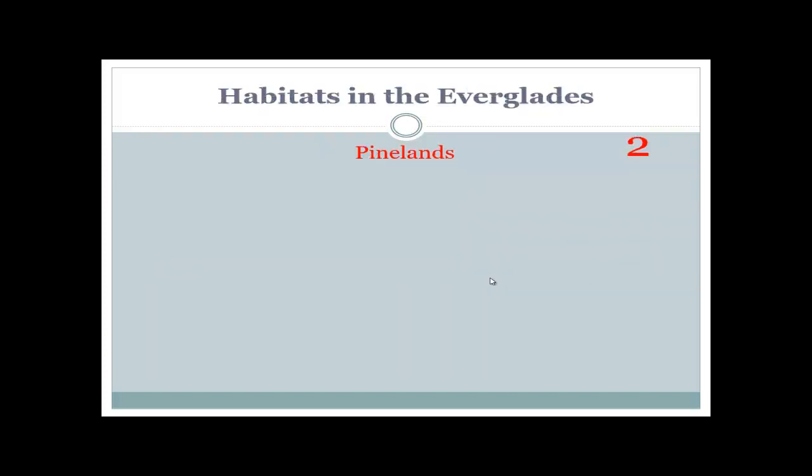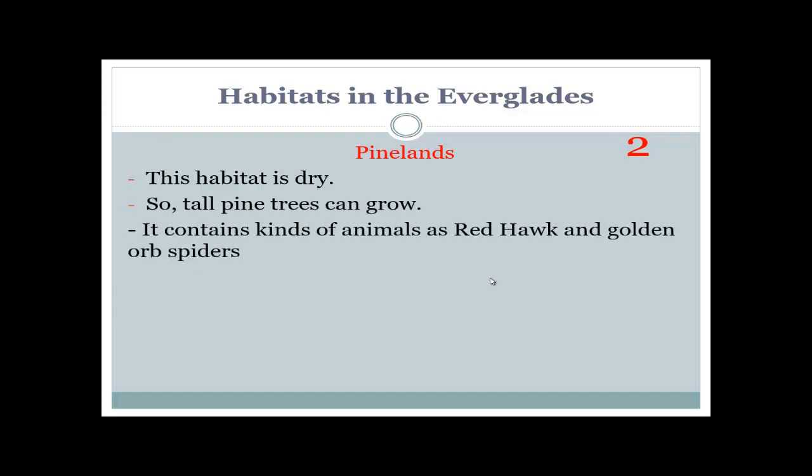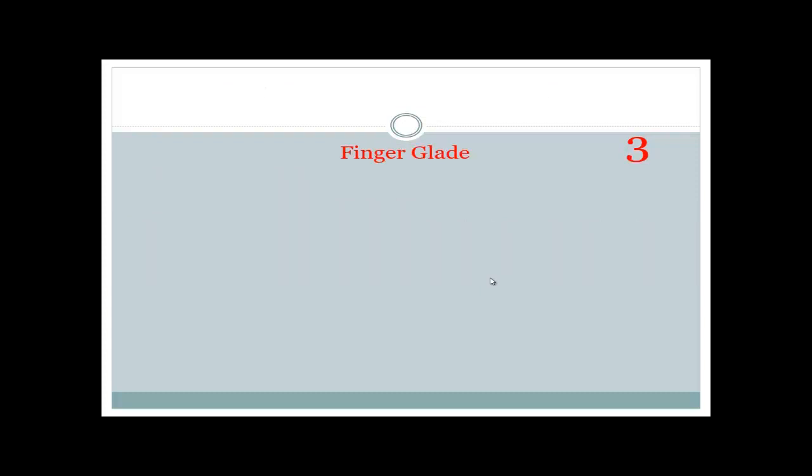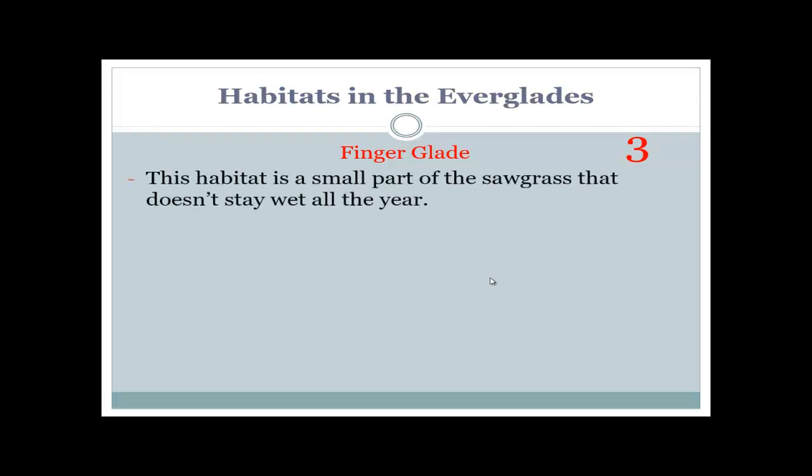The second kind of habitat is the pine lands. This habitat is dry, so tall pine trees can grow. It contains animals such as red hawks and golden orb spiders. The third kind of habitat is the finger glade. This habitat is a small part of the sawgrass that doesn't stay wet all year. It's on higher ground.